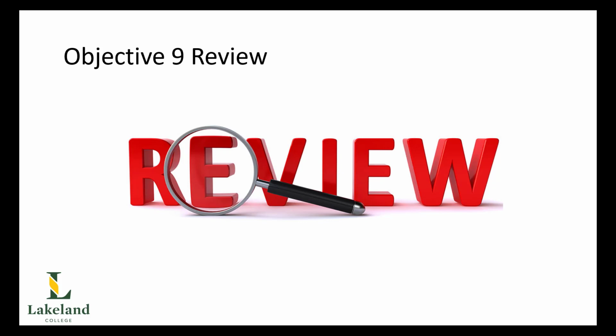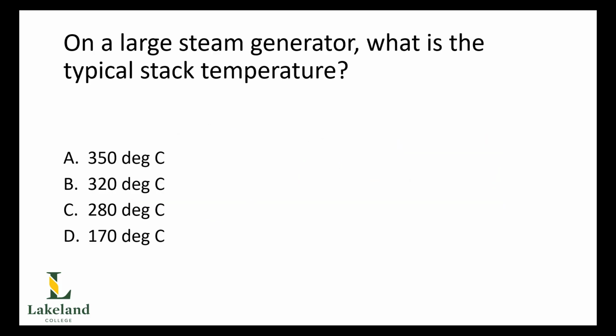All right. Let's take a look at some questions that you might be asked for typical temperature profile questions. So for a first one, on a large steam generator, what is the typical stack temperature? 350, 320, 280 or 170? Well, hopefully you recognize it from the previous diagrams we've been looking at throughout this chapter, and it's 170 degrees C. One of the reasons why we maintain and monitor our stack temperature when we're doing rounds is that, first of all, it's an indication of boiler efficiency, and second, we want to ensure we stay above our dew point temperature, because if we start to condense in our stack, we can get acidic corrosion.